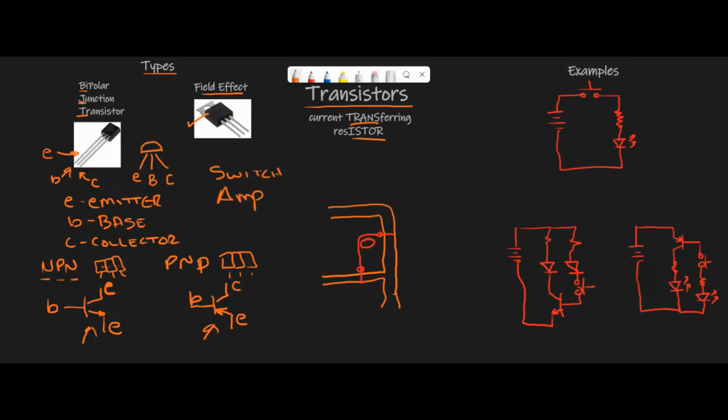The other one is an amplifier. Those are the two main things that we use transistors or bipolar junction transistors for. Now, let's jump over to our water example here.